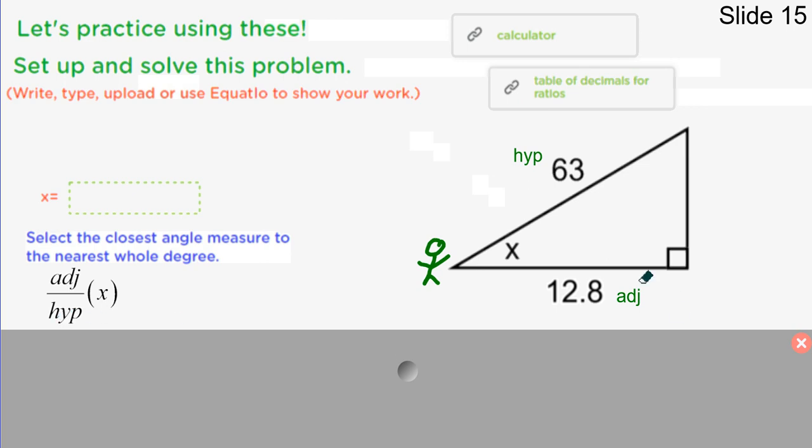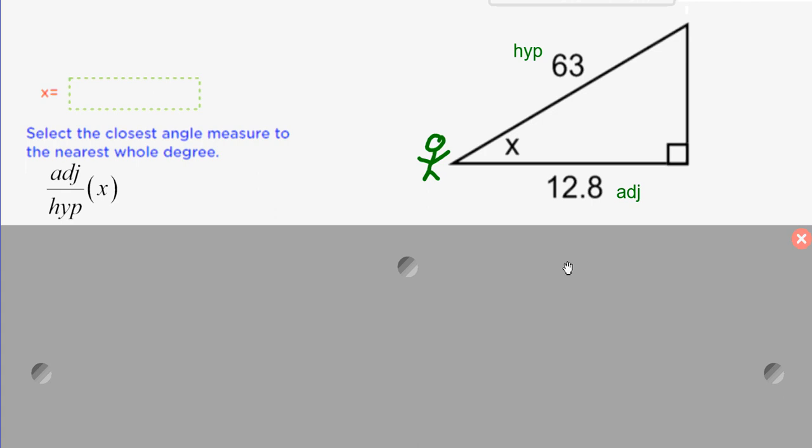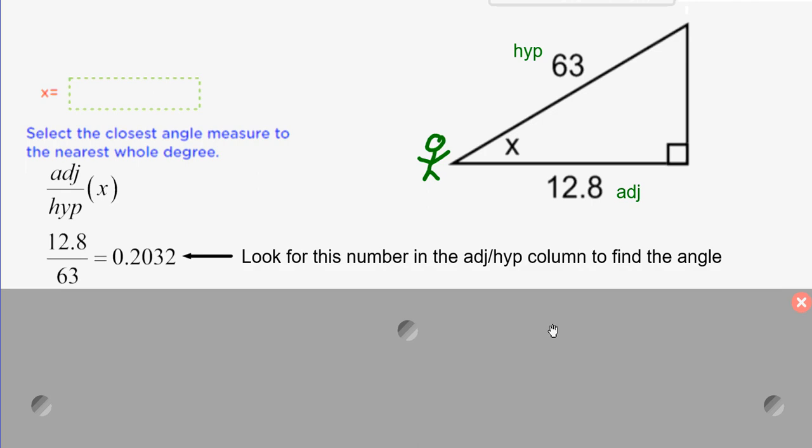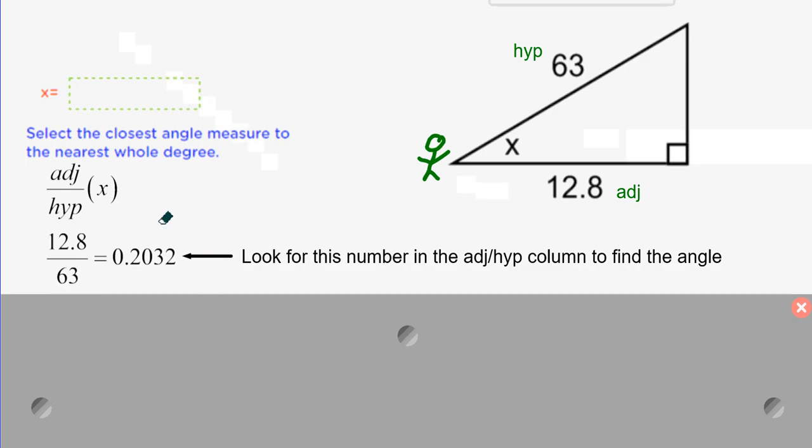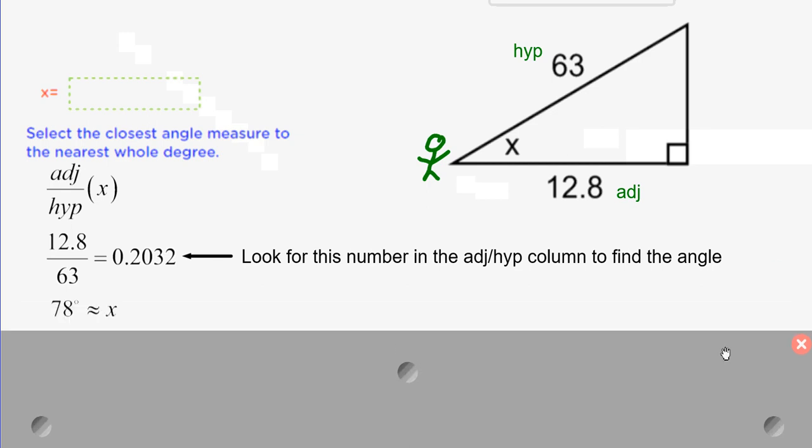So here, since we have the two side lengths, we'll have the decimal ratio, which is good because we need that to find the angle measurement. So if I write 12.8 divided by 63, this is the decimal ratio I have to find in my adjacent over hypotenuse column. So I'm looking for that exact value or something close to it without going over to find my angle measurement. So as you guys are looking, you should stumble across it being about 78 degrees.